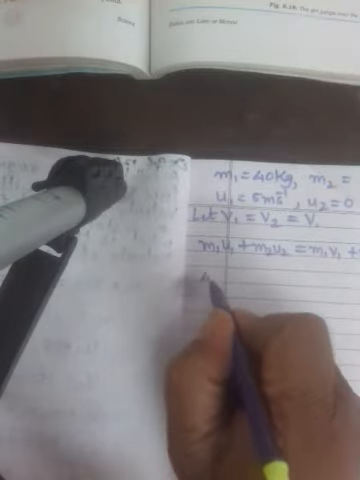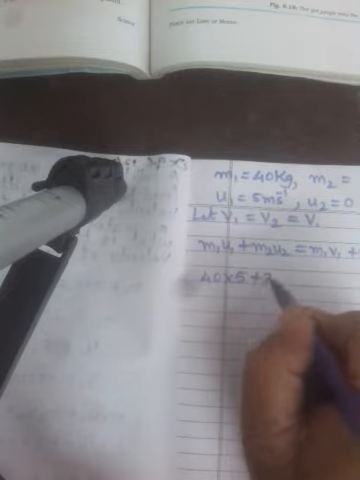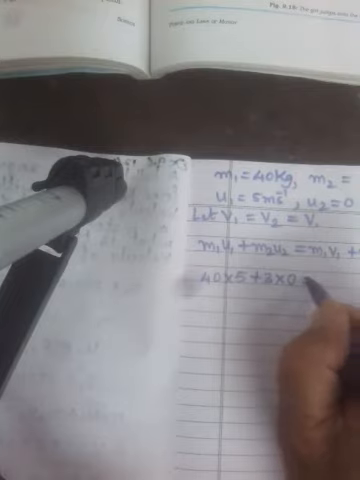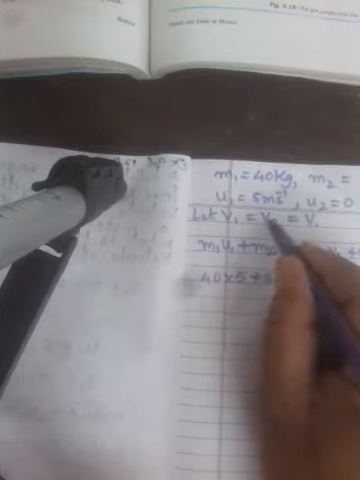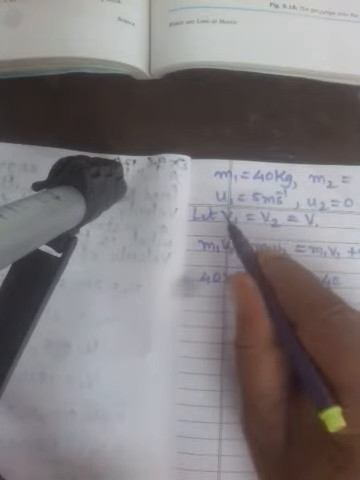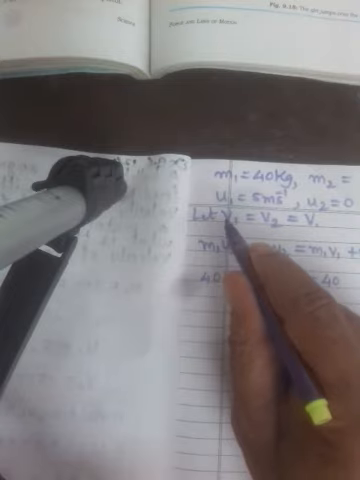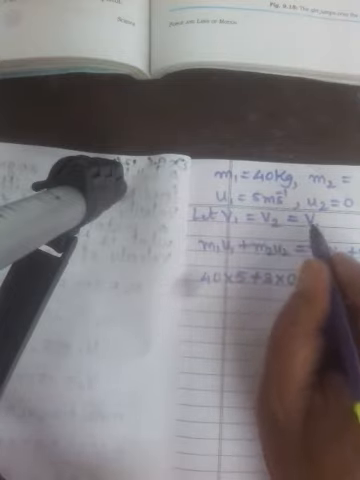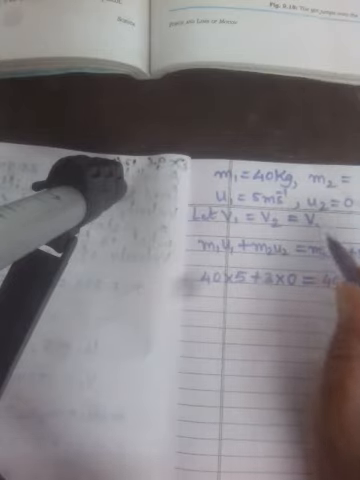M1 is 40 kg, U1 is 5 meters per second, M2 is 3 kg. The initial velocity of the cart is 0 because it is at rest or stationary. M1 is 40, and V1 is equal to V2 is equal to V. We have taken this because the girl jumps onto the cart, so the velocity of the cart and the girl are going to be the same. So we take both as equal to V. So it is 40V plus M2, which is 3, V2 also equal to V.